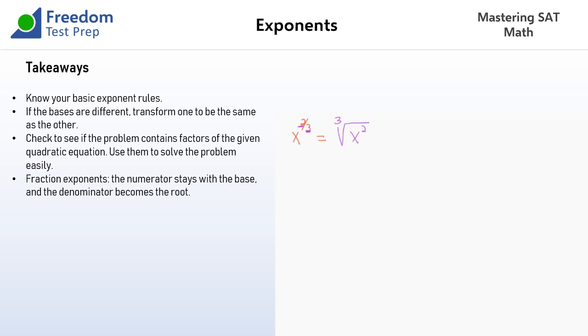Likewise, I'll just do another example. If we have x to the 3/5, this is going to be equal to, we're going to take the x, and the numerator stays with the x, and the denominator becomes the power of the root, the 5th root. Okay? All right, so take that to heart.